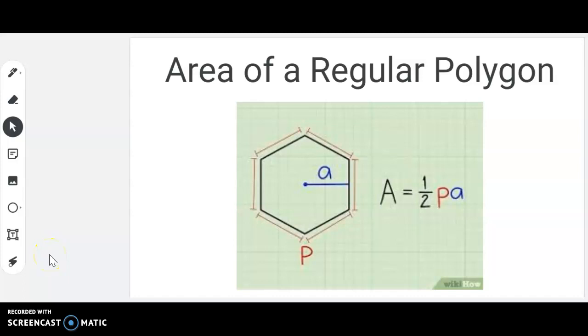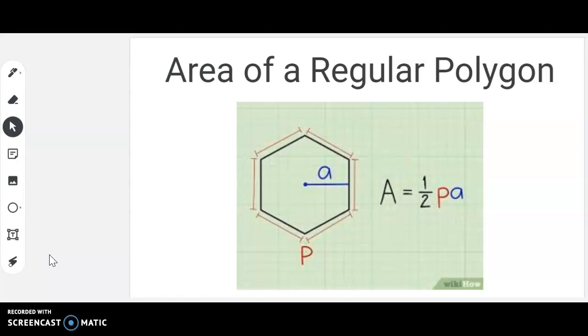Today's lesson is going to be on the area of a regular polygon. We talked about what regular meant in Unit 7. A regular polygon is a polygon with all the sides equal and all of the angles equal. And we calculated those interior angles and exterior angles. Now we're dealing with the area, the space inside.